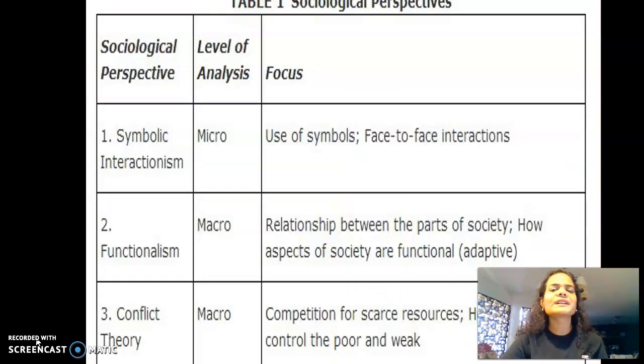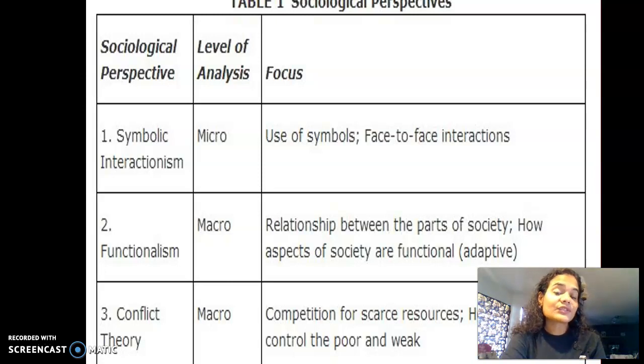So if you were to do a comparison, you'd see that symbolic interactionists are coming from that micro perspective, structural functionalists and conflict paradigm are from that macro perspective, right? If you apply this to a particular social phenomenon, say for instance crime, you'll find that there are key differences in how each of these paradigms would approach crime.